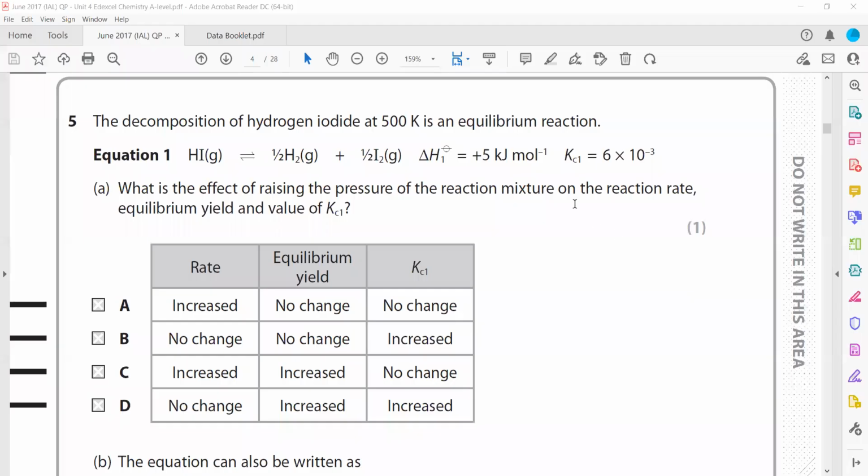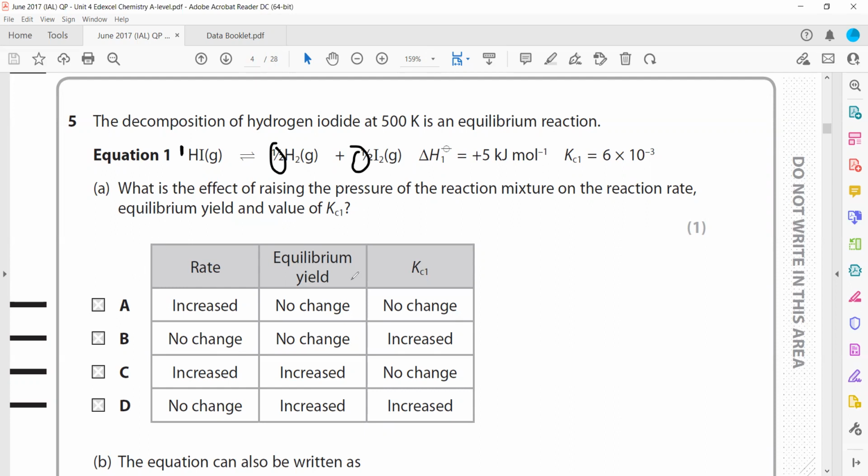In this question, question 5, the decomposition of hydrogen iodide at 500 Kelvin is in equilibrium, as you can see here, equation 1. What is the effect of increasing the pressure on the mixture on the rate of reaction, equilibrium yield, and Kc? Pressure: you check the number of moles of gas, 1 mole each side, so the pressure should not affect the equilibrium. It will not shift the equilibrium towards right or left.